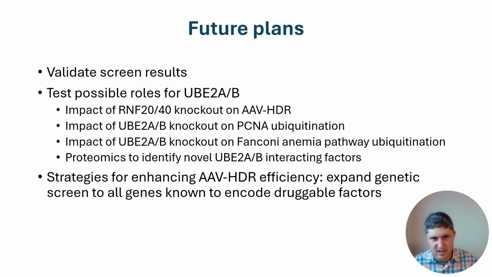One way we can do this is to knock out RNF20 and 40, and then measure the impact on AAV HDR. We could also knock out UBE2A and B using our CRISPR somatic mutagenesis system, and then see what impact that has on the ubiquitination of PCNA. And very similarly, we can use the same strategy to see what the impact is on ubiquitination of these Fanconi anemia pathway factors. And then if it seems like UBE2A and B aren't acting through either of those three mechanisms, we could potentially do some proteomics to try and identify novel UBE2A and B interacting factors within cardiomyocytes.